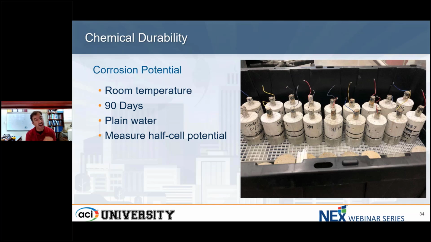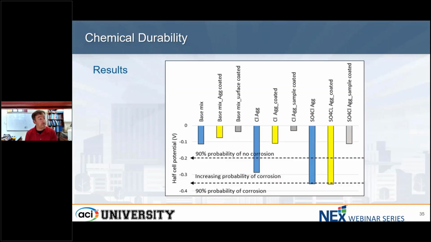And we're going to measure half cell potential. That is a standard test. So the measurement is standard. It's just the sample conditioning and prep that is not standardized. And very quickly, because we're running out of time here, the results.